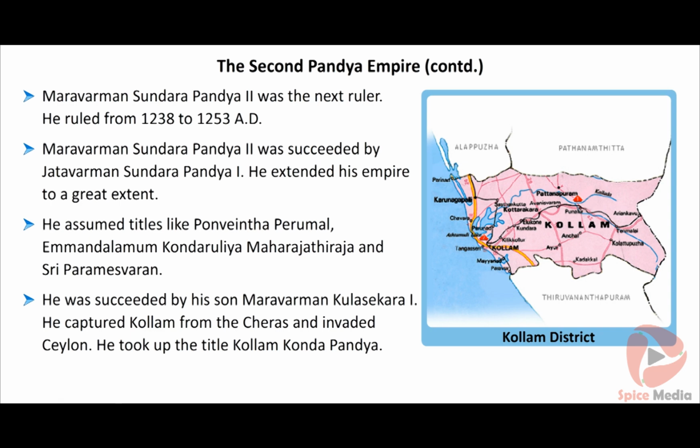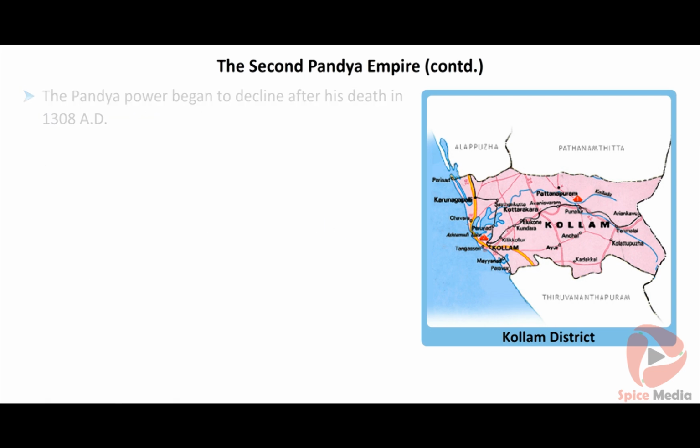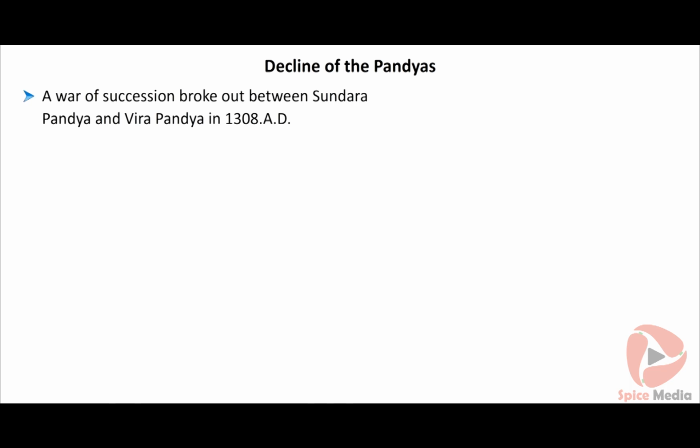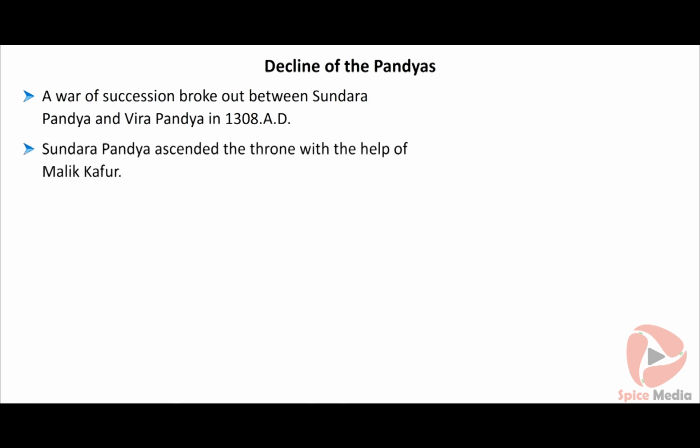He ruled from 1253 to 1268 AD. He extended his empire from Cape Comorin in the south to Nellore and Kadapa districts in the north. He assumed titles like Ponveitha Perumal, Mandalumum Kondaruliya Maharajadi Raja, and Sri Parameshwaran. He was succeeded by his son Maravarman Kulasekara I.